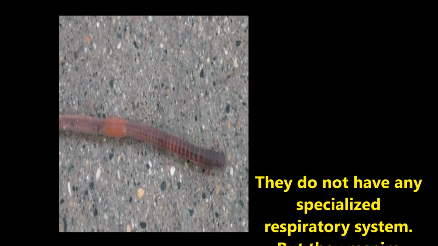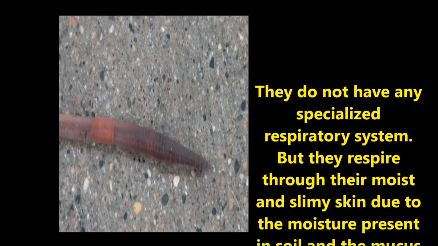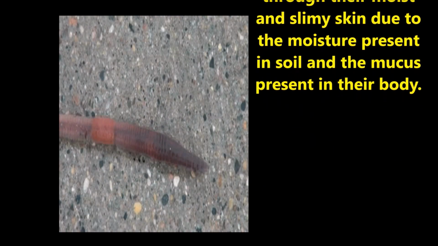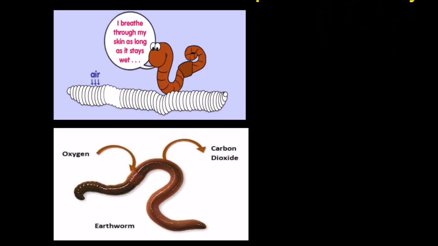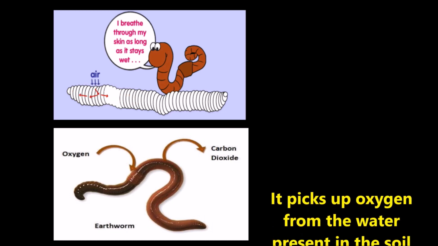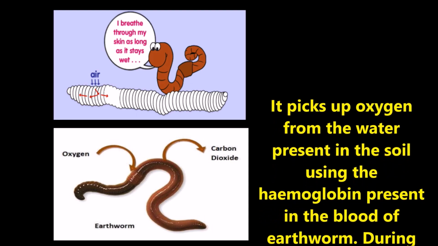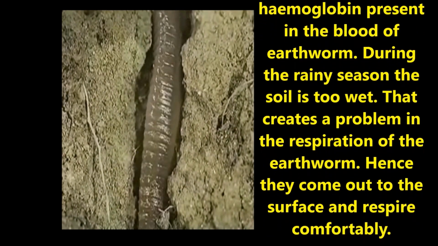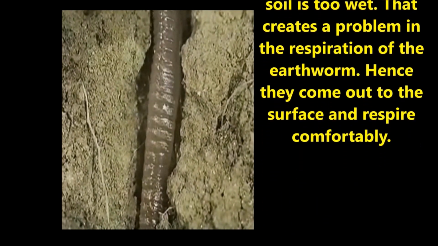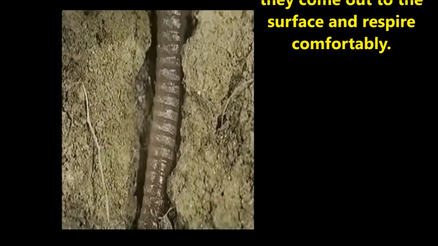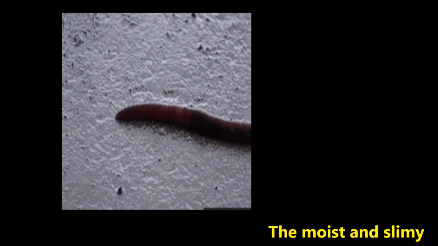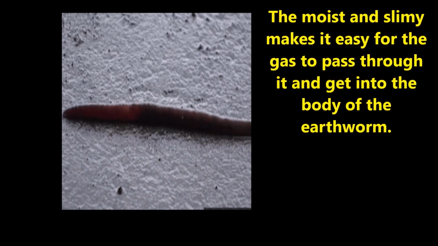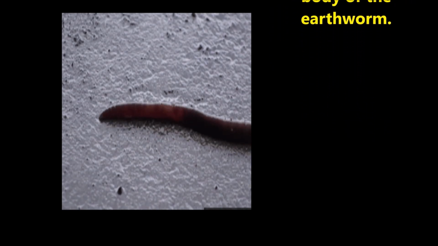They do not have any specialized respiratory system, but they respire through their moist, slimy skin, due to the moisture present in the soil and the mucus present on their bodies. It picks up oxygen from the water present in the soil using the hemoglobin present in the blood of the earthworm. During the rainy season, the soil is too wet, which creates a problem in the respiration of earthworm. Hence, they come out to the surface and respire comfortably. The moist skin makes it easy for the gas to pass through it and get into the body of the earthworm.